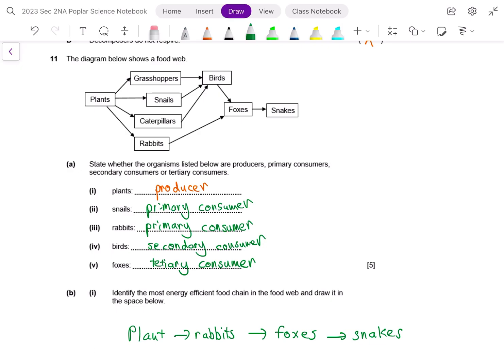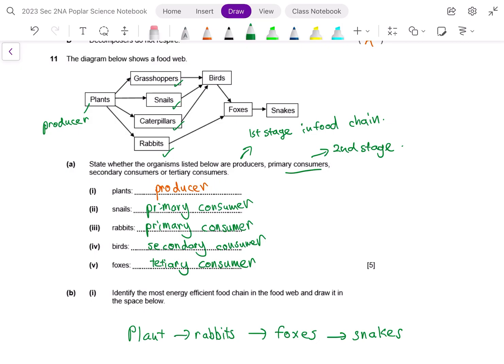Producers are usually the first stage in your food chain. Usually they are the plants. That means this one is the producer. Then the primary consumers are usually the second stage, right after the producers. In this case, your snails, grasshopper, caterpillars and rabbits are all your primary consumers.